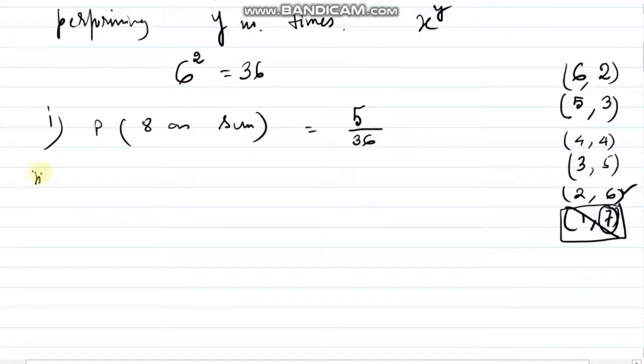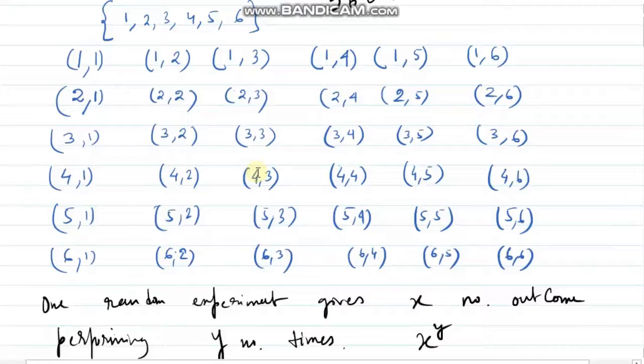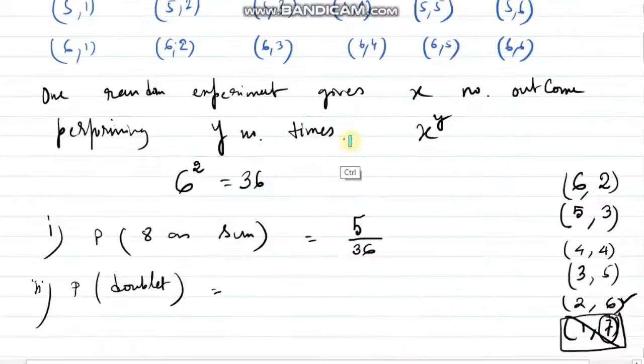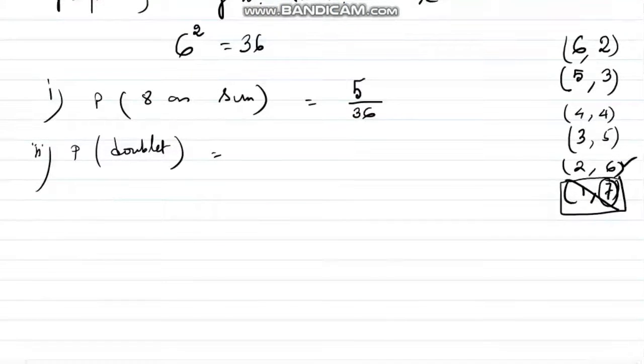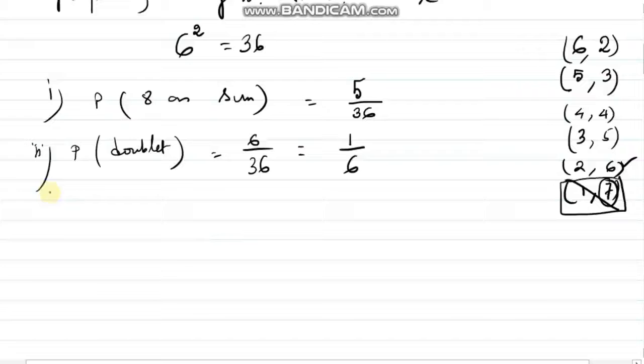Next one, probability of doublet. So which ones are known as doublets in this table? The doublets here represent the same outcomes, like 1, 1, 2, 2, 3, 3, 4, 4, 5, 5, 6, 6. If the first die and second die have the same outcome, these are known as doublets. So how many are there? 6, right? So what will be the probability of that event? Probability of doublet will be 6 divided by 36. Please don't keep your answer as 6 divided by 36. The answer should be in the simplified form, 1 divided by 6.